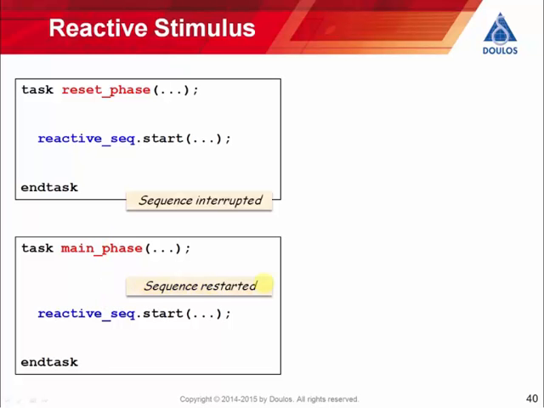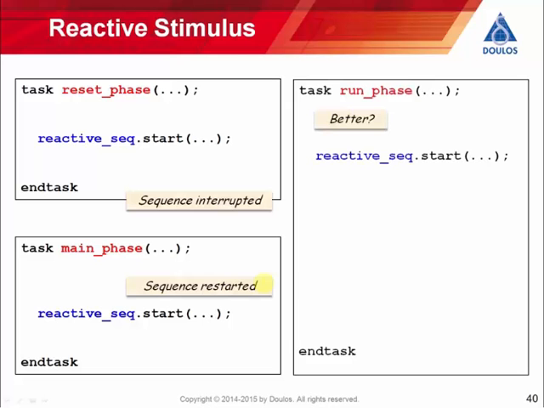So, to cut to the chase, if you've got some reactive stimulus, if you've got a sequence that would naturally span phases, it's almost certainly better not to use the UVM runtime phases, but to start such a sequence from the run phase. The reactive sequence can then run by itself throughout all of the UVM runtime phases.